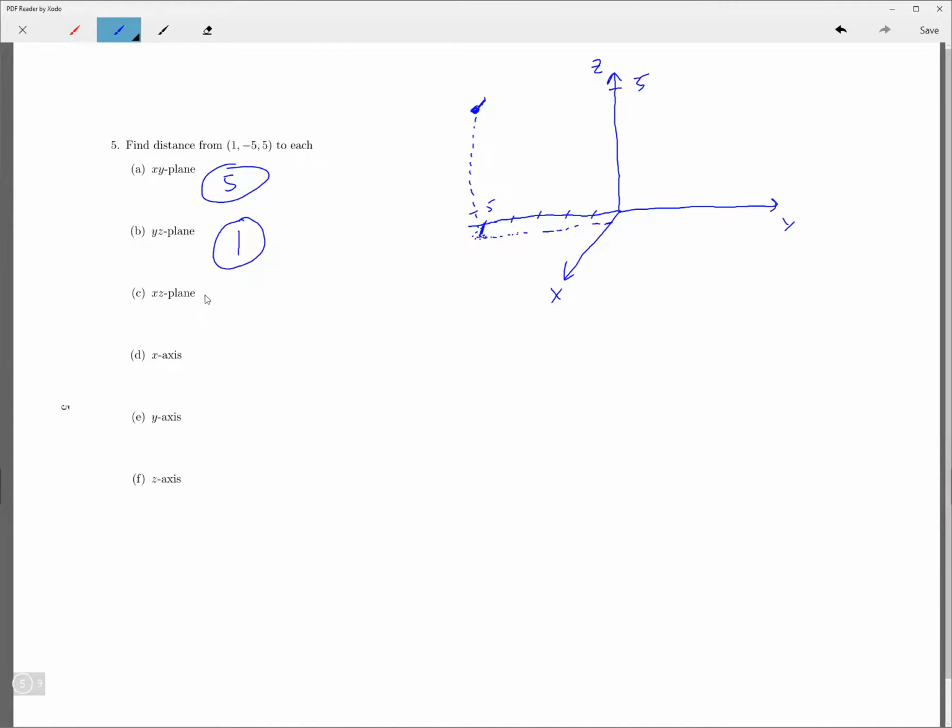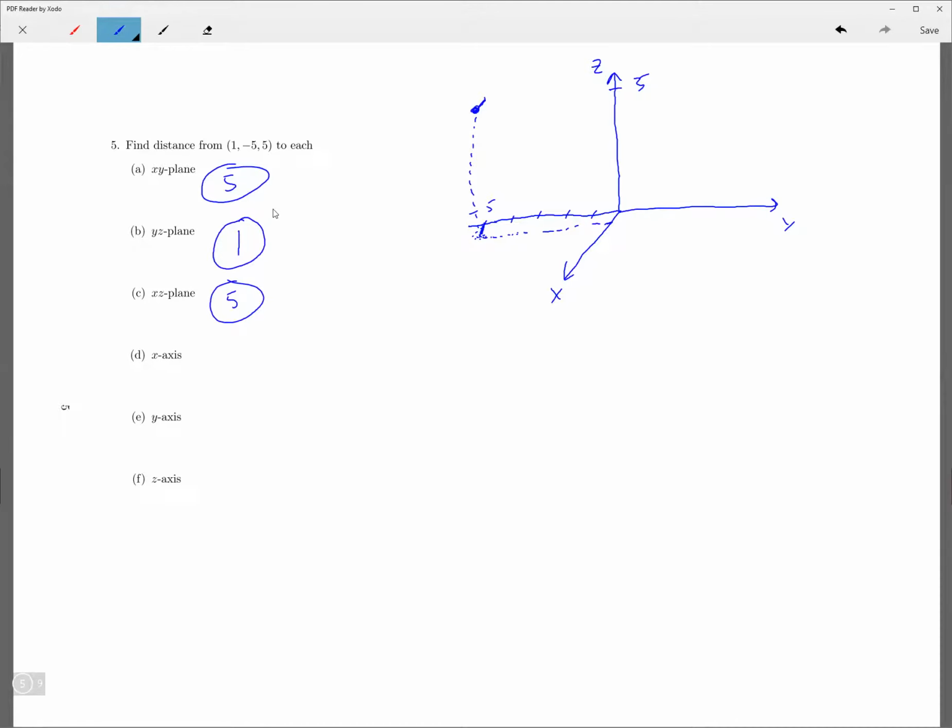And then the XZ plane, this is a tricky one. The XZ plane, what's that? That's this plane here, spanned by these two axes. Is it 5? Yes, that's going to be 5. Okay, so that's just tricky because that's a negative 5 right there, but you just take the absolute value. So the answers are 5, 1, 5.